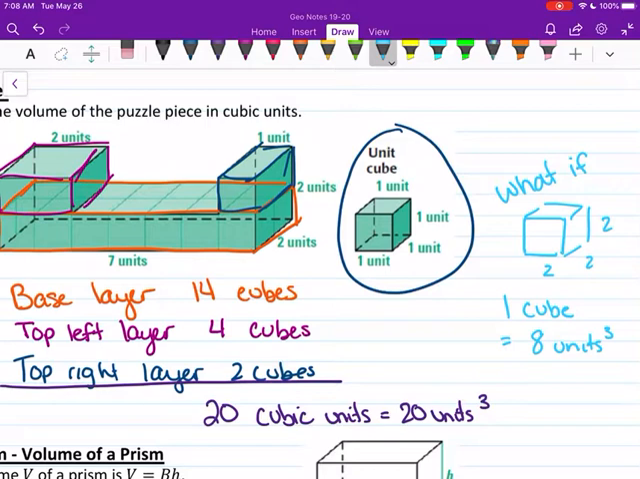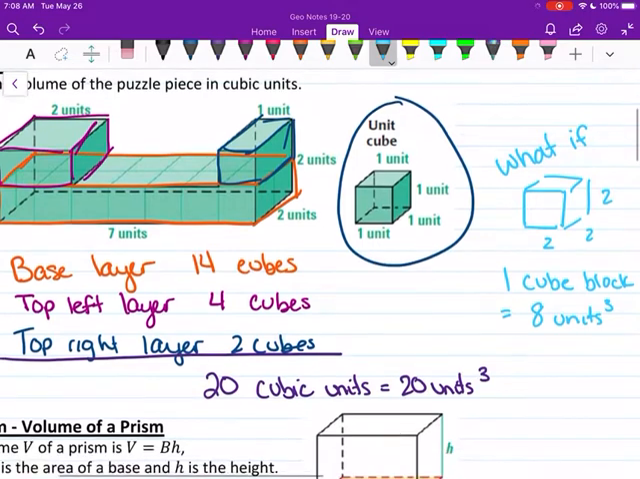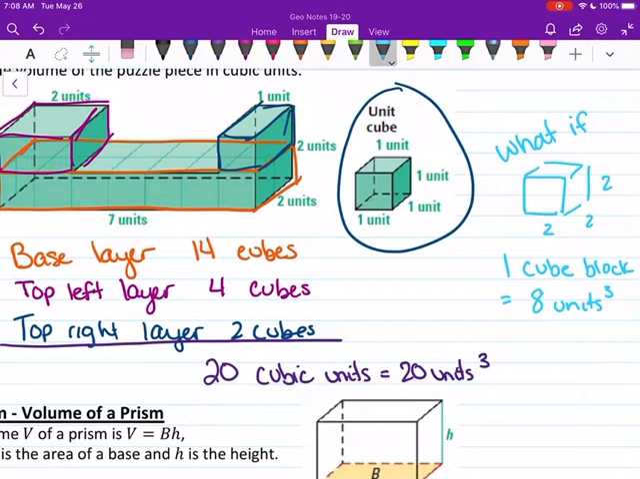Okay, so 1 cube block, let's call it 1 cube block, would have 8 cubic units as its volume. So then when I would figure out that I have 20 cubes, I would multiply that 20 by 8. Okay, but yep, our answer is just 20.